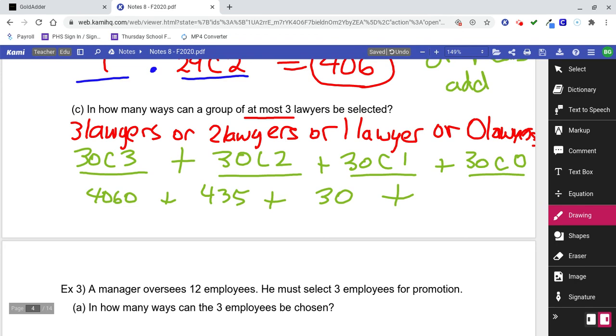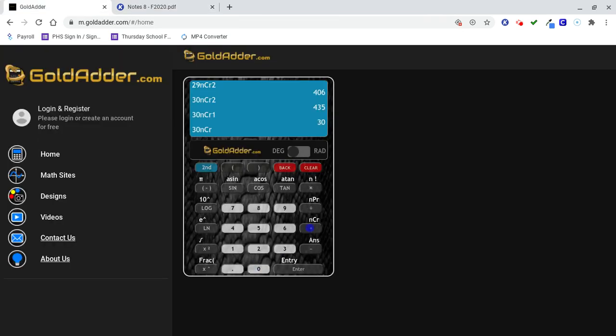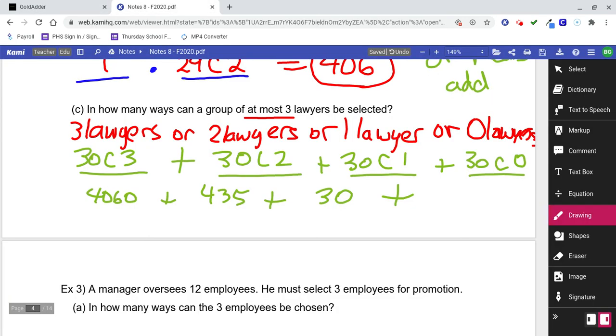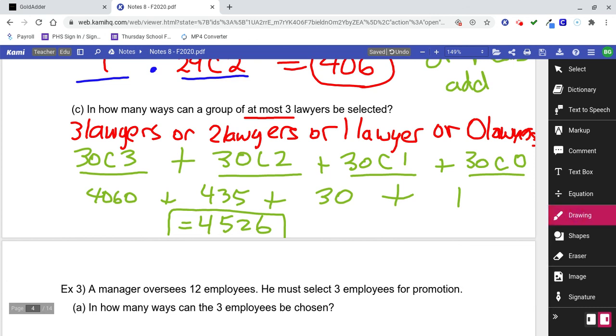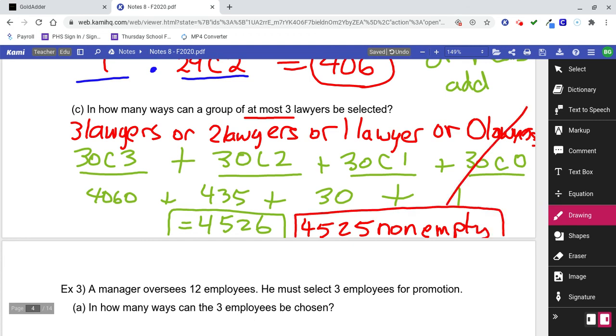That should make sense. And then 30 choose 0 is 1. There's only one way to do that. So add those numbers up. 4,060 plus 435 plus 30 plus 1 is 4,526. Now, again, I say that, and some people might argue, yeah, but a group of 0 lawyers is kind of silly. So you might also think about it as 4,525 non-empty groups. Okay, if you ignored that one.